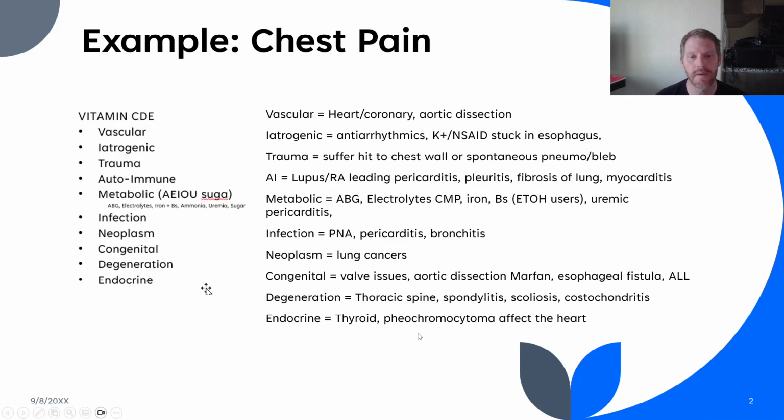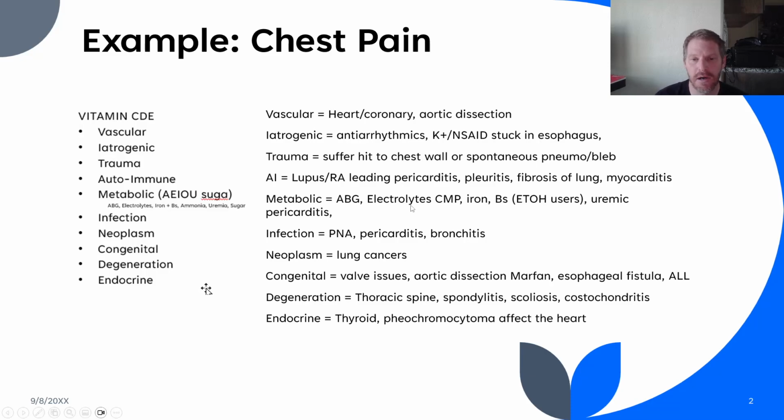Endocrine, so you're thinking thyroid, it can affect the heart for sure. Pheo could increase heart rate, blood pressure, things like that could cause some chest pain on the heart, worsen an existing heart issue possibly. So those are just some examples of how broad the differential diagnosis can be and how quickly with vitamin C, D, E, you can kind of go through it in your head: vascular, iatrogenic, trauma, etc., just working through it. And obviously the most important things are life-threatening things that you want to rule out first, and then the workup can take.